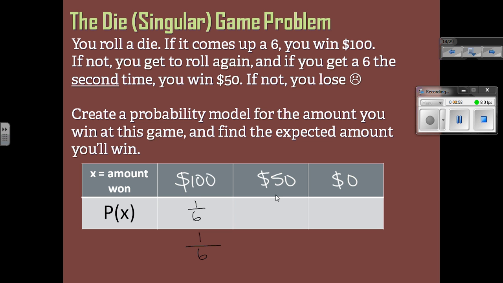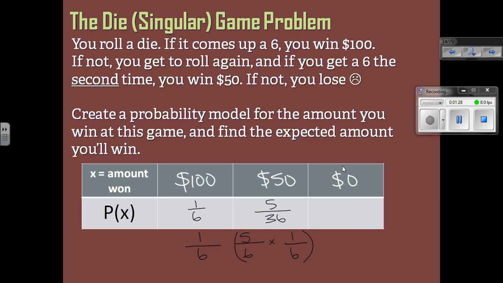To win $50, that means I got not a 6 the first time and a 6 the second time. So there are 5 sides that are not a 6 on a die out of 6 total, and I multiply, and then there's 1 that is a 6 out of 6. So 5 over 6 times 1 over 6 is 5 over 36, which again you could leave as a fraction, or you could put as a decimal. I'm just going to leave it as a fraction.